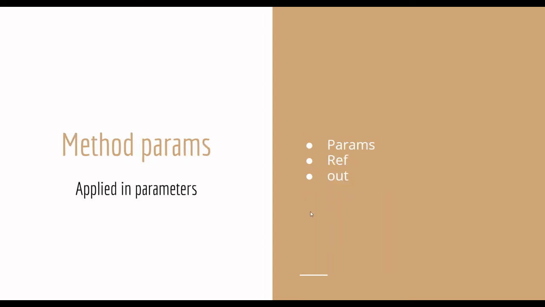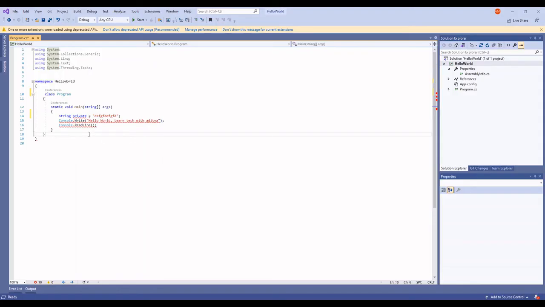The next one is the method parameter. When you define a method and pass parameters into that method, those are called parameters, and you cannot use keywords like params, ref, and out as a parameter name.